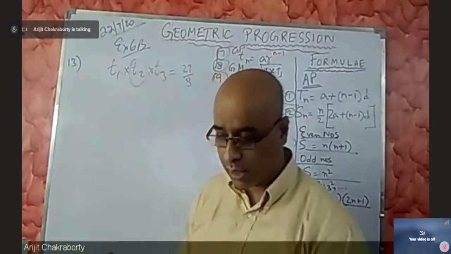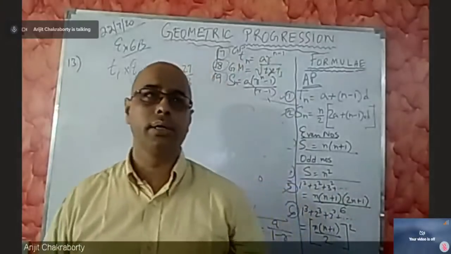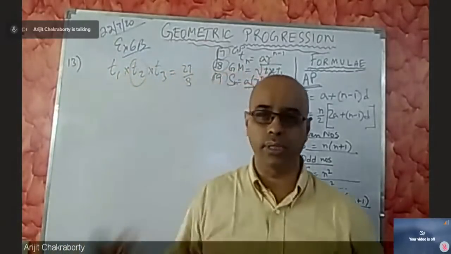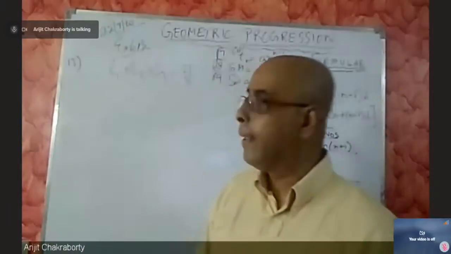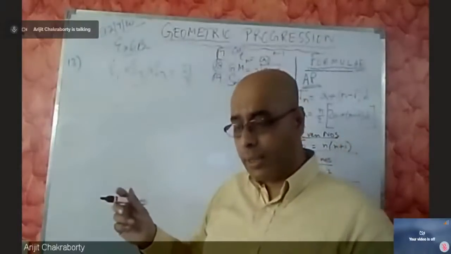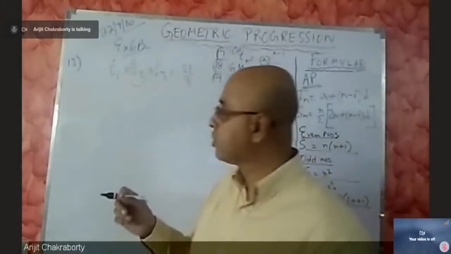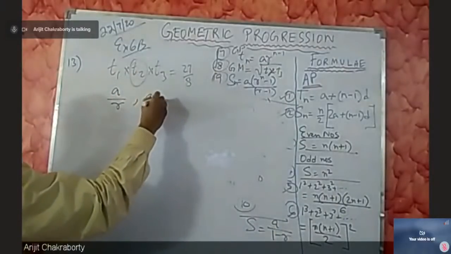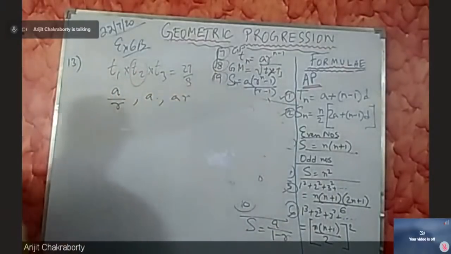It is taking some time, but otherwise in the exam, under tight exam conditions, you should be taking around 30 seconds to 40 seconds to complete this, right? So we can easily understand looking at the problem. Three terms of a GP. So let the terms be A by R, A and AR.